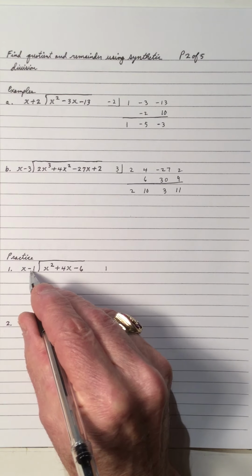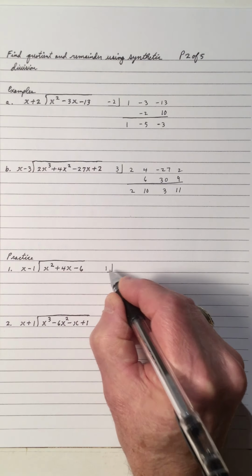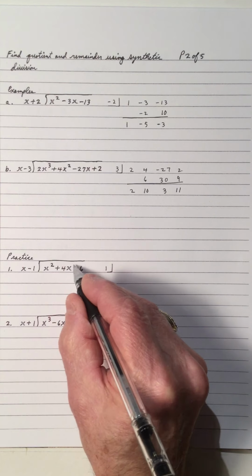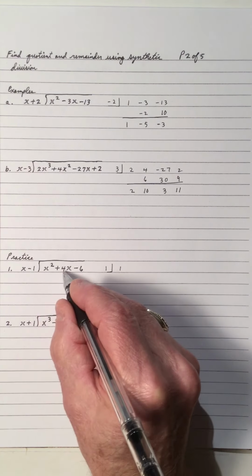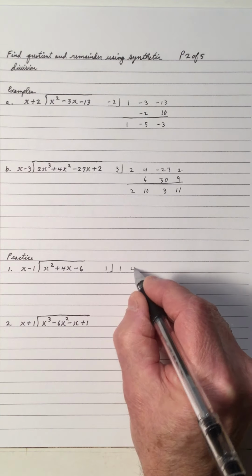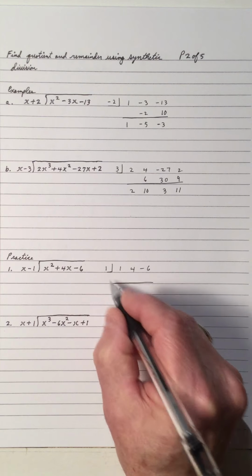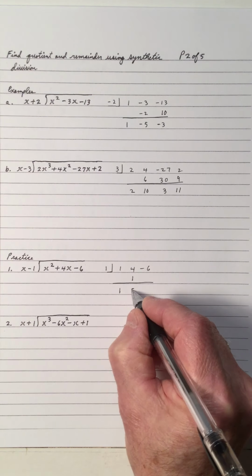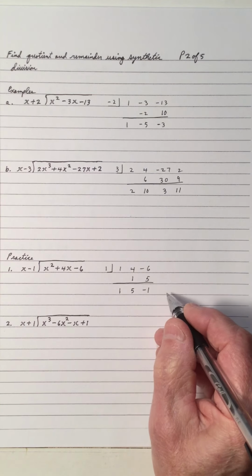So you do the opposite of x minus 1, which is a plus 1, and it's in descending order: x squared, x, constant. So it's a 1, 4, negative 6. Draw a line, bring down your 1, multiply. 1 times 1 is 1, add is 5. 1 times 5 is 5, add is negative 1.